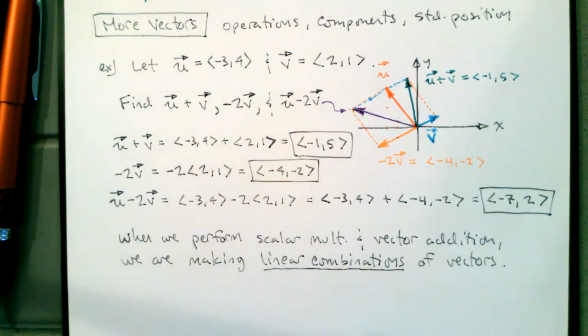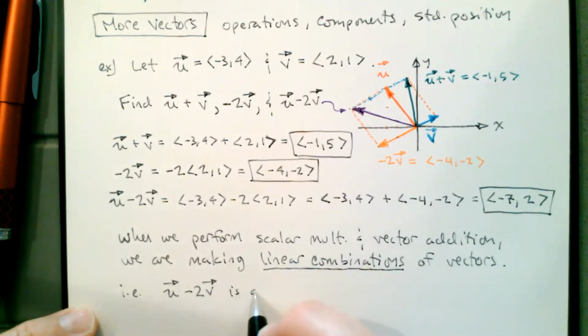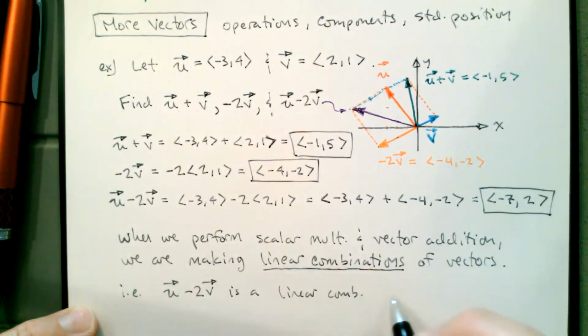So u minus 2v is a linear combination of the vectors u and v. So u minus 2v is a linear combination of u and v.